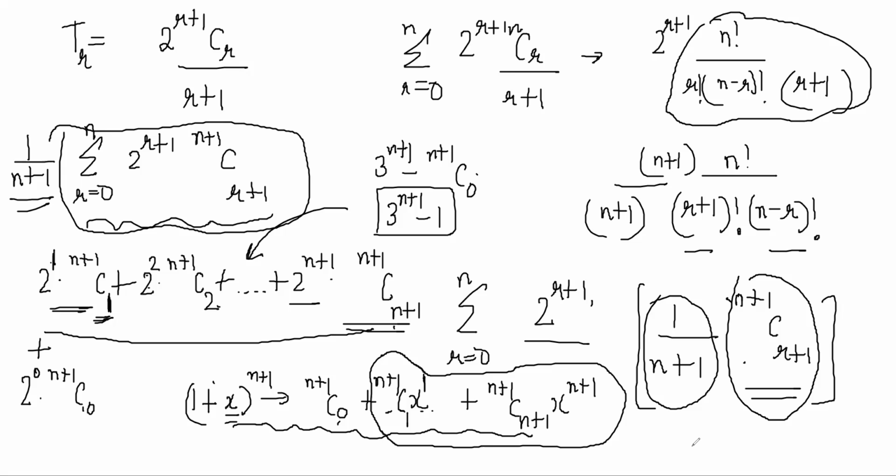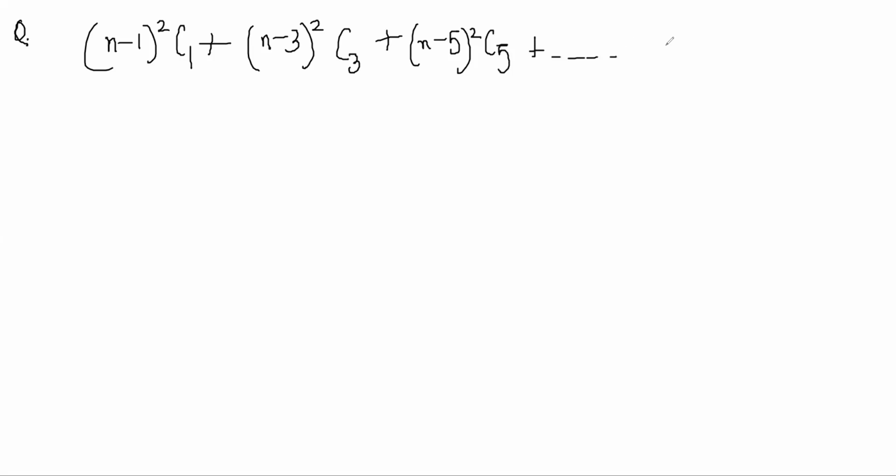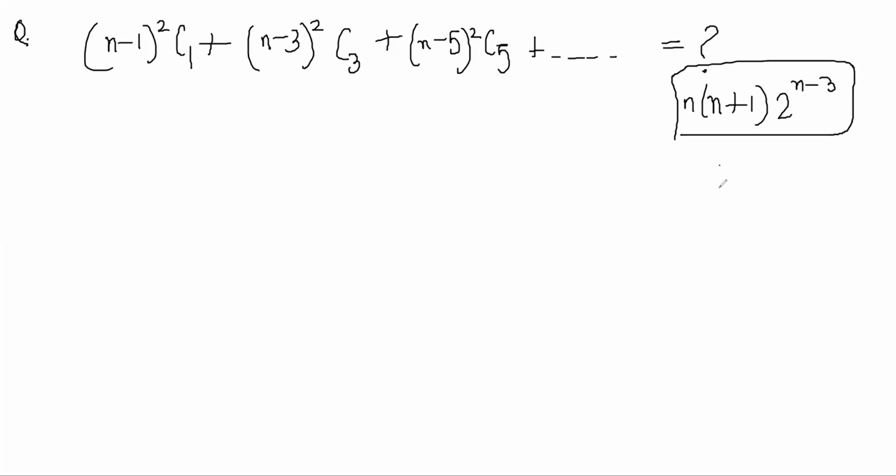The next thing is, for example, let's do this one. N minus 1 whole square C1 plus n minus 3 whole square C3, n minus 5 whole square C5 and so on, all the odd ones, the sum of this till the last odd one. You have to prove that the sum of this is equal to n into n plus 1 into 2 power n minus 3. Prove.